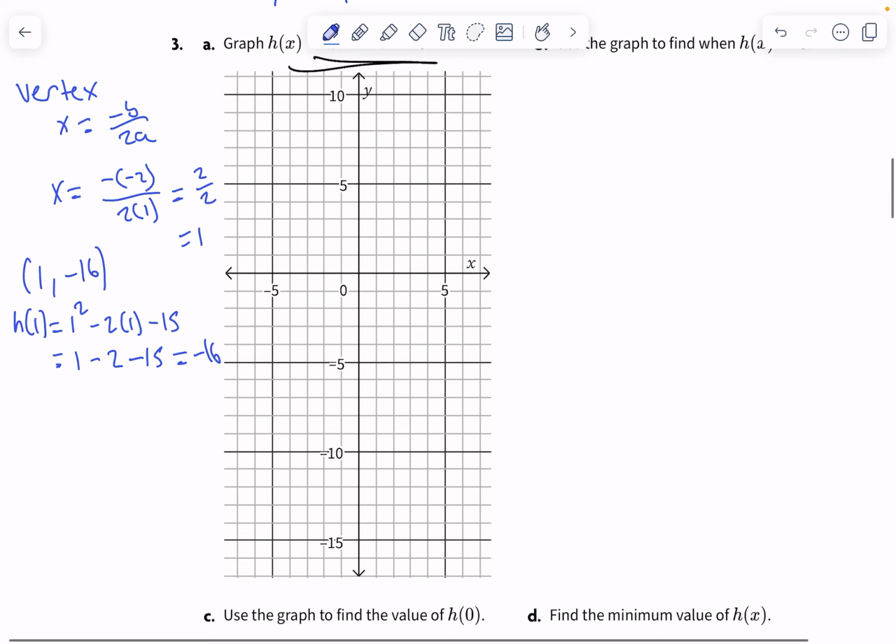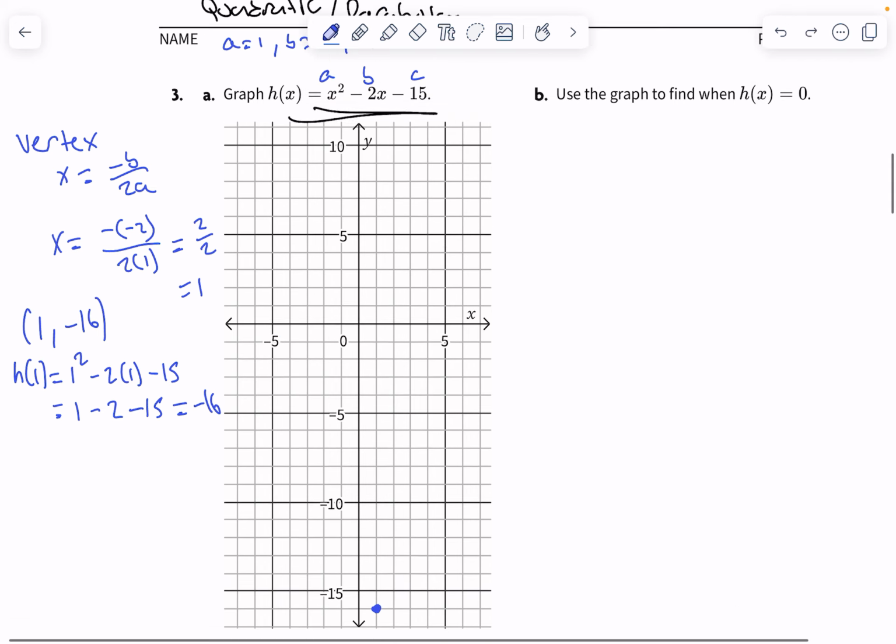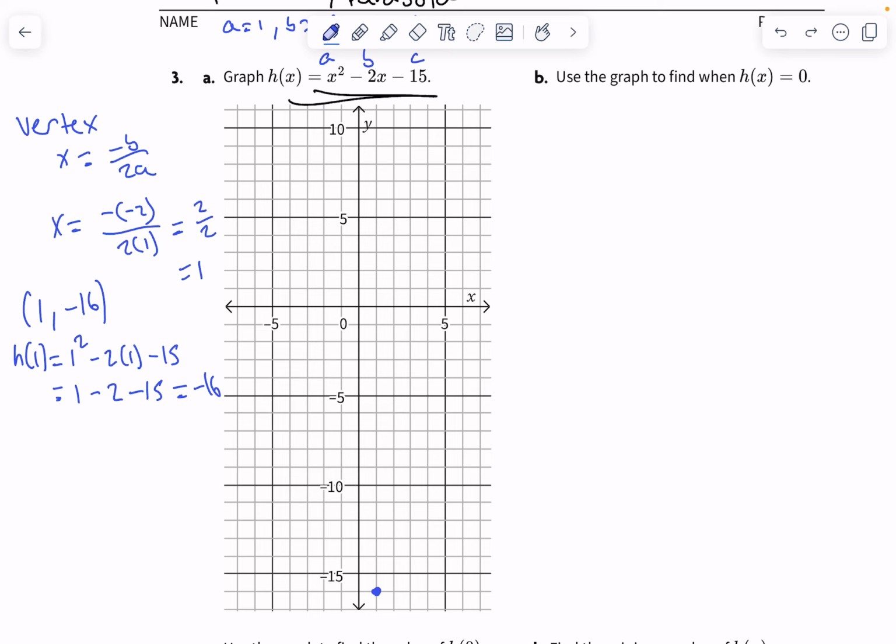So then I have 1 point there. At 1, where's 0? 0 is here. This is 1. So at 1, I'm down where? Negative 16. So right here's my vertex. What does that mean? No point goes below that, right? All my points will be above. This is the minimum point. Think about that. That's your minimum. Now, let's talk about this right here. That vertex is also your axis of symmetry, okay?